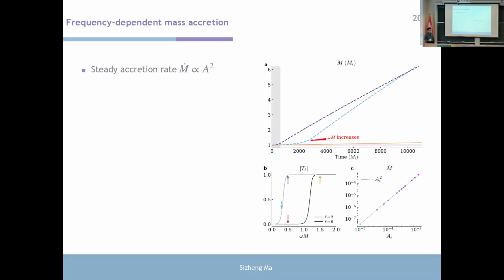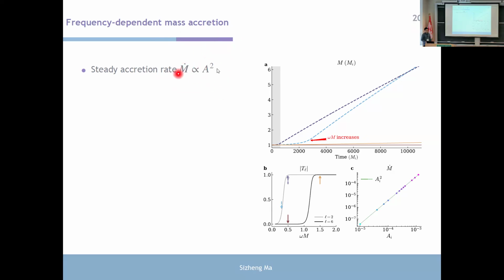Okay, so the first obvious nonlinear phenomenon that we saw is the frequency-dependent mass accretion. This top panel shows how a black hole mass changes with time. Let's first look at this dark blue curve. In this case, we can see that the mass grows linearly in time, which implies that the black hole enters a steady accretion state. The accretion rate M dot is proportional to the injection amplitude squared.